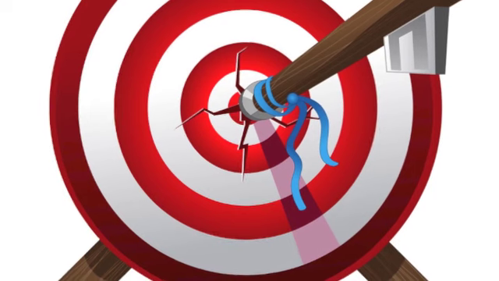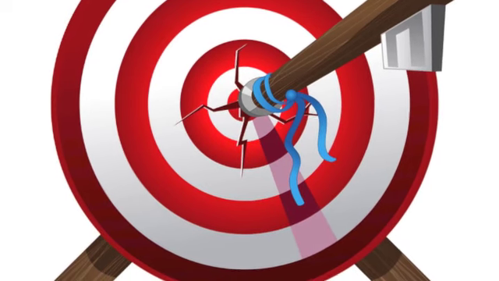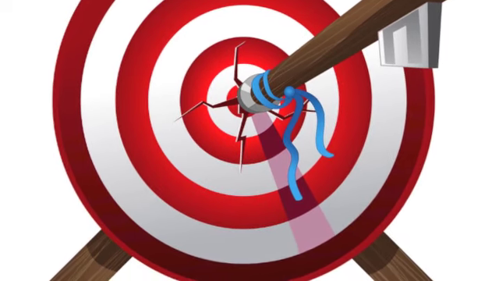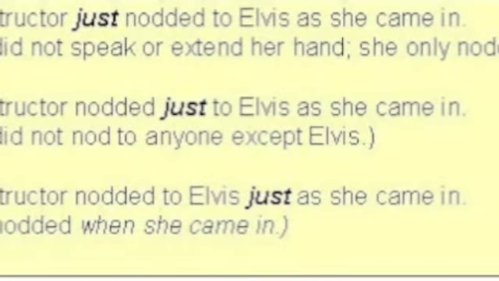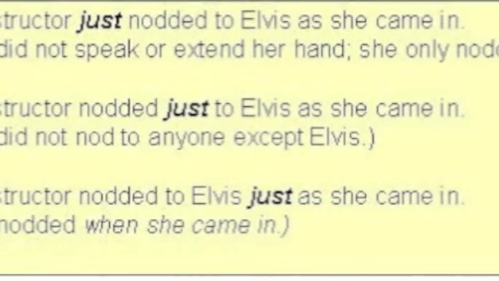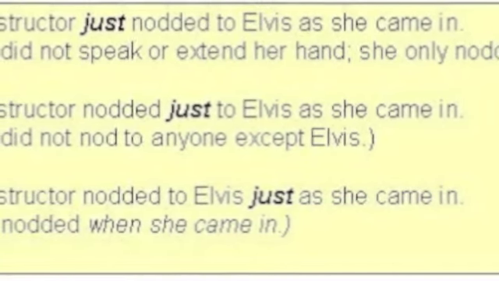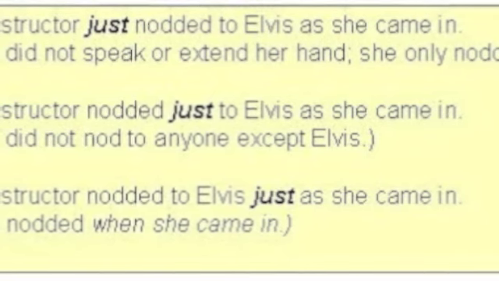Think of a modifier as an arrow, and the word, phrase, or clause it modifies as a target. A modifier should always be placed as near as possible to the word that it modifies. In this example, we can see how the position of the modifier changes the meaning in these three sentences.